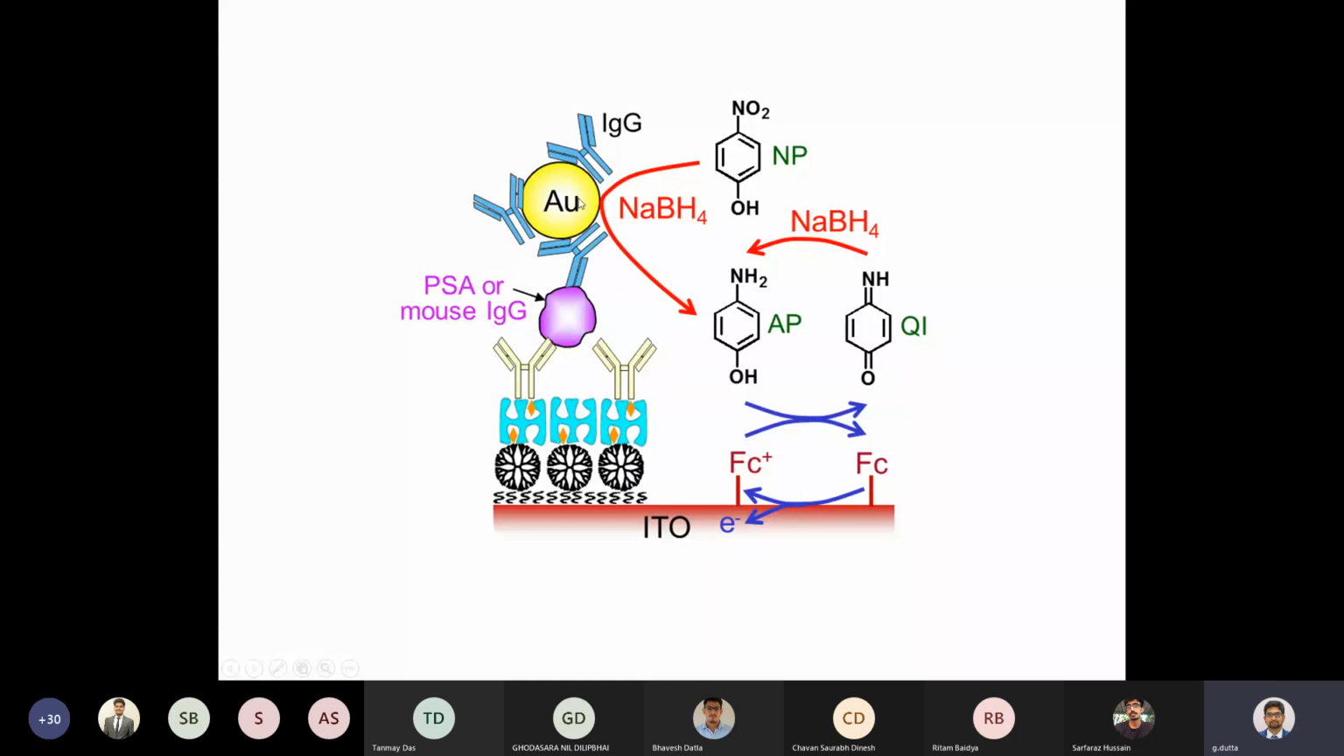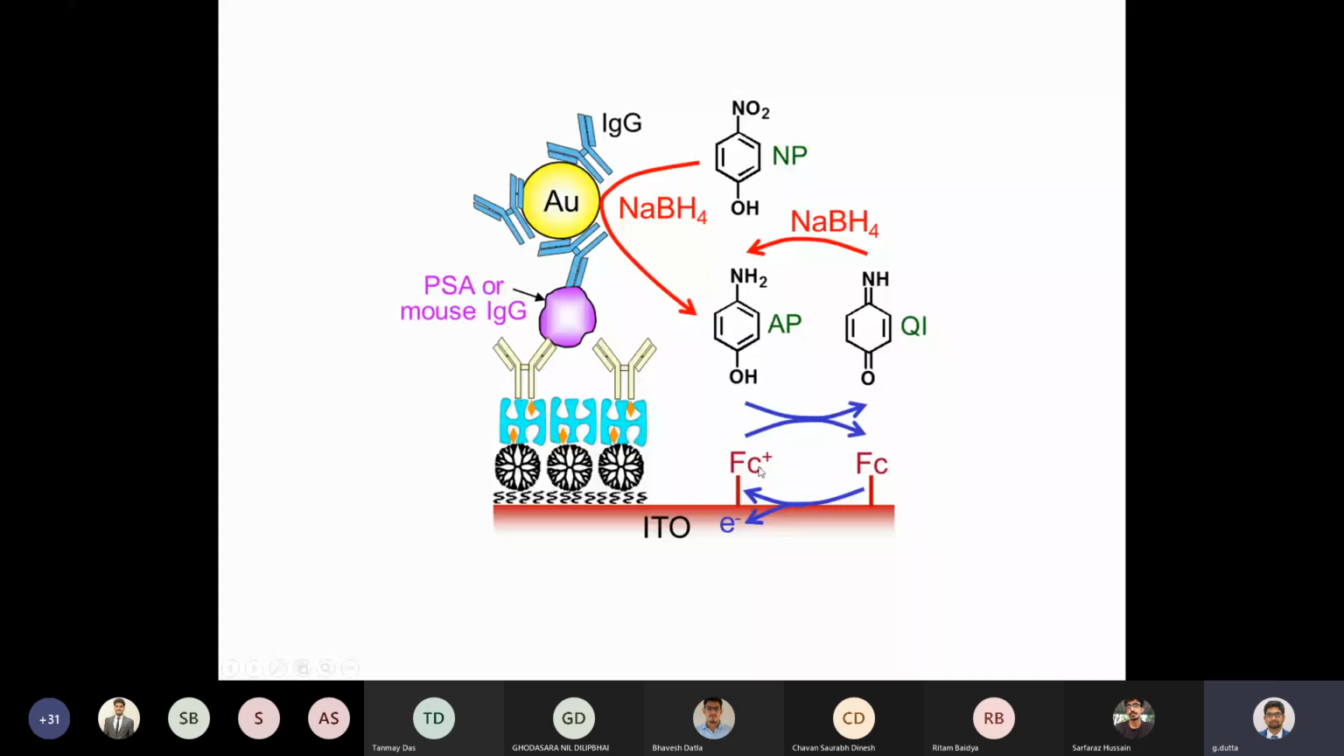If you have gold nanoparticles, then NP will be converted to AP, and then this AP will react with Fc plus. This is kind of an iron compound, ferrocene, and Fc plus means it is the oxidized form. You know oxidation and reduction, right? Oxidation means when some compound is oxidized, it releases an electron, going from a lower oxidation state to a higher oxidation state.